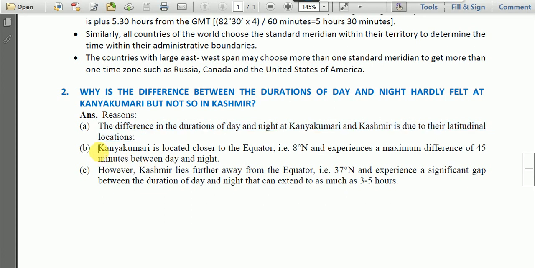Then number B, Kanyakumari is located closer to the equator. That is 8 degrees north and experiences maximum differences of 45 minutes between day and night. So at Kanyakumari, the maximum difference of daytime and nighttime is only 45 minutes.